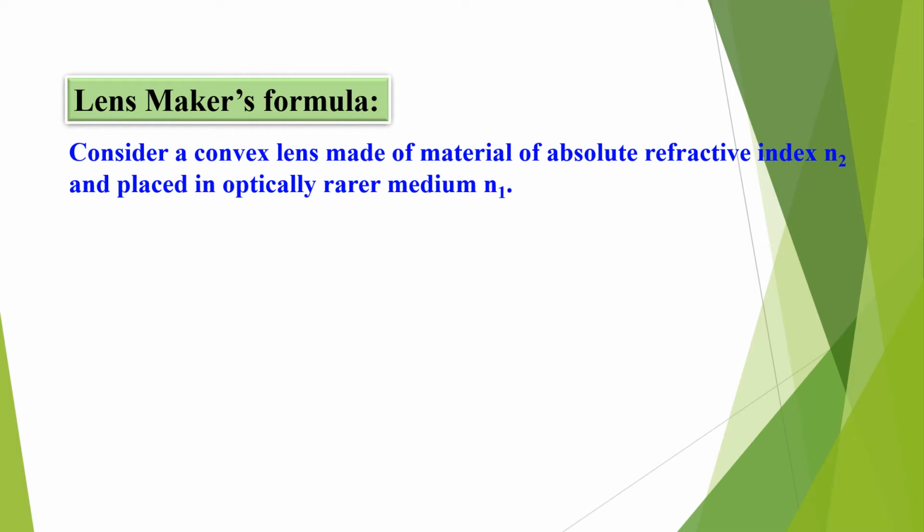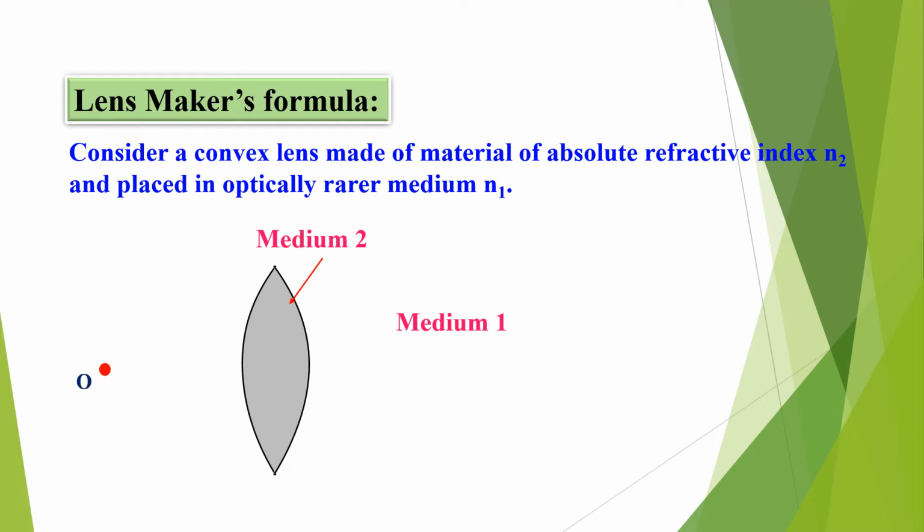a material of absolute refractive index n2 and placed in an optically rarer medium of refractive index n1. So this is medium 2, which is kept in medium 1, where medium 2 has refractive index n2 and medium 1 has refractive index n1. This is the point object kept along the principal axis. To form the image, we consider two rays, one in the direction towards the optic center, another one the above green ray. They converge at a point in the medium once again.